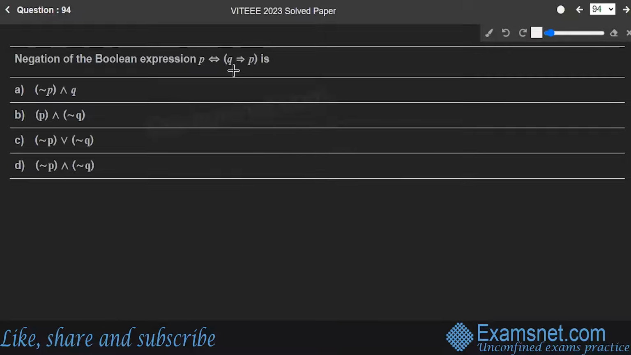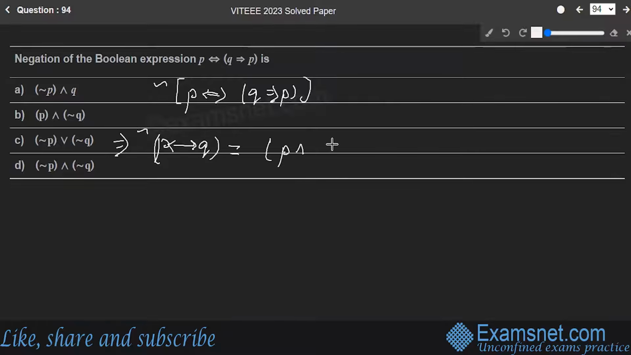The given expression is P implies Q implies P, what is given by? Question number 94, negation of this Boolean expression is given by. So basically you have to find out the negation of this Boolean expression. Now this is given by, if I talk about generally that P double implies Q, the negate of it is given by P, conjunction negate of Q, conjunction Q.